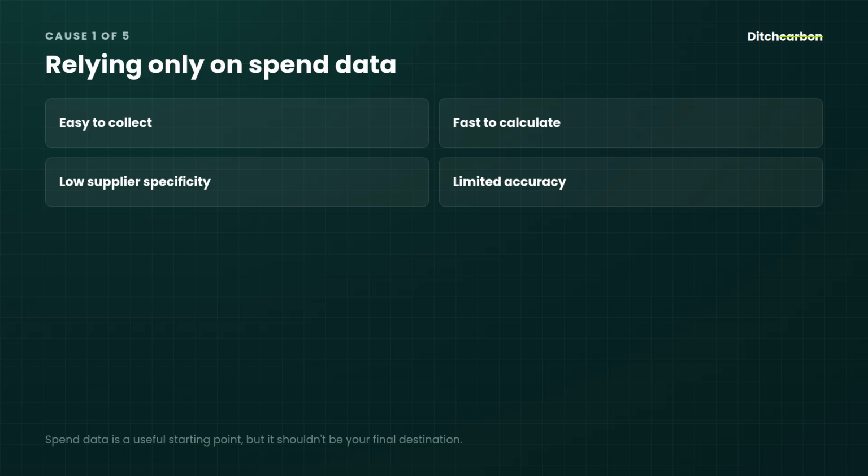Spend data only tells you how much you bought, not how the product was actually made. Buy the same material from 2 different suppliers, and one might use renewable electricity while the other relies on coal. Your spend looks identical, the emissions don't. Spend data is a useful starting point, it's just not a finish line.